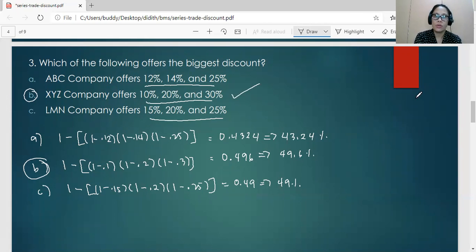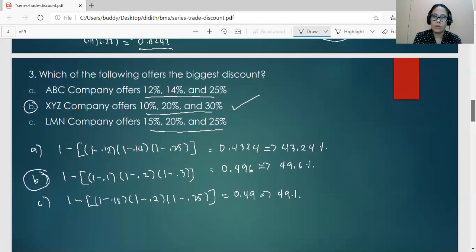Okay, so by reviewing this discussion, you will be able to work on the fourth activity that I have uploaded in the MS Teams. Okay, so that's it.